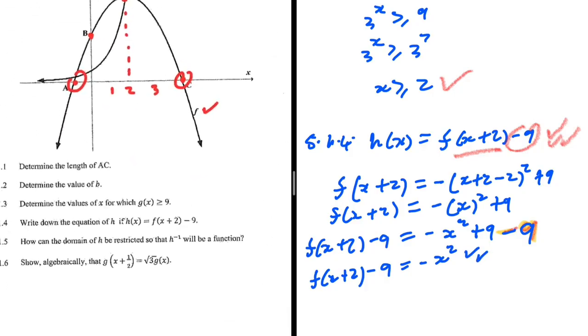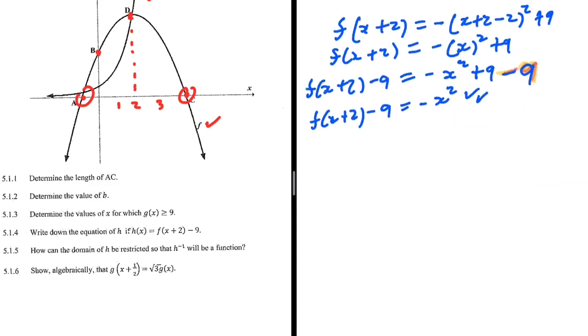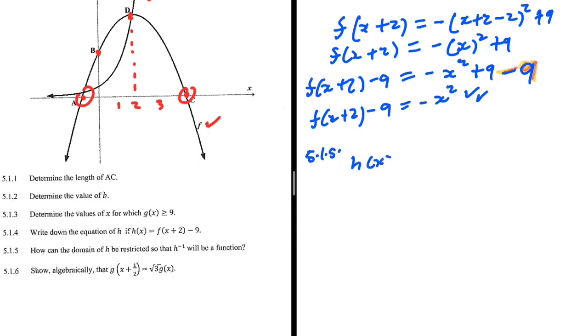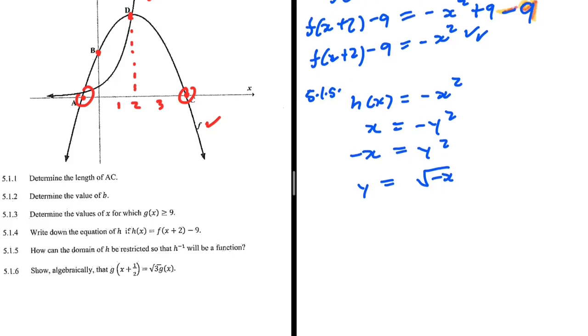5.1.4. Let's take a look at 5.1.5. How can the domain of h be restricted so that h inverse will be a function? Well, h of x is equal to minus x squared. So for h inverse, we have x being equal to minus y squared, so minus x is equal to y squared. So y is equal to the square root of minus x. So in order for this to be a function, we need x to be less than or equal to 0.